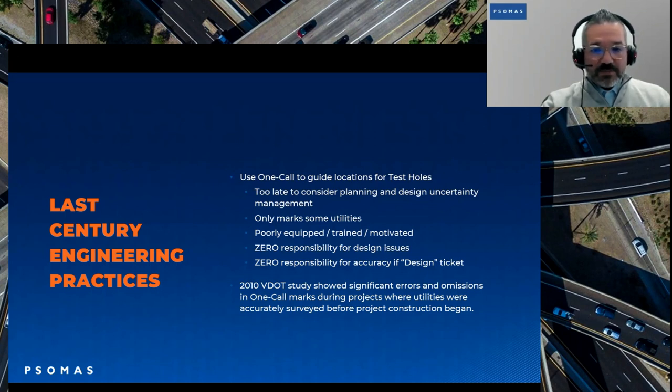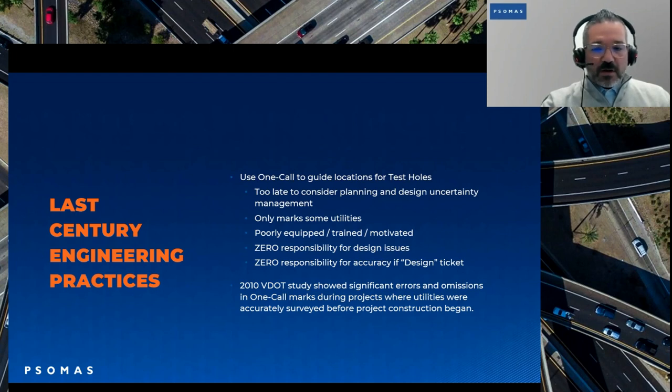A lot of times the people who go out and locate for the one call system are poorly equipped. A lot of them only have an electromagnetic device. They don't even use GPR or other types of equipment when they're out there. They're also poorly trained. I know some of the guys that I've seen treat the wand of the EM kind of like a pendulum, swinging it back and forth, in a method that's not going to accurately locate the utilities.